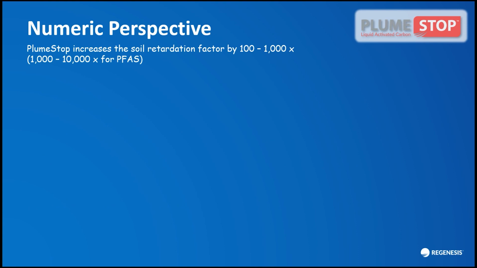And now the predictions we have are quantitative. We can put numbers to them. For example, we can determine the PlumeStop increases the KD and therefore retardation factor by typically 2 to 3 orders of magnitude for conventional contaminants and by typically 3 to 5 orders of magnitude for PFAS. And these numbers, these changes are in competitive settings.